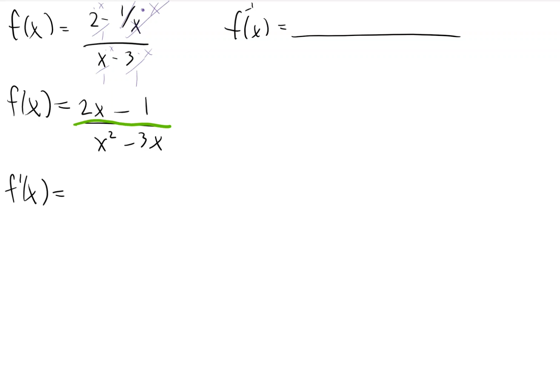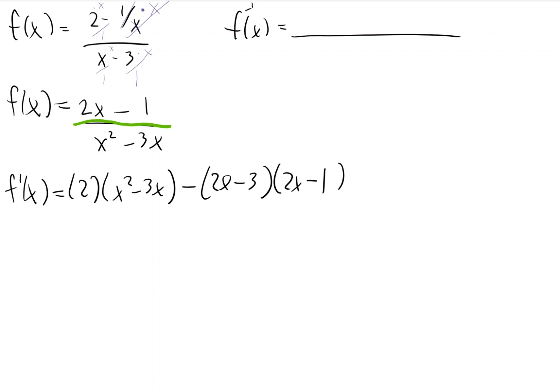Looks like I've got quotient rule, something divided by something, and the quotient rule says take the derivative of the numerator times the denominator, subtract the derivative of the denominator times the numerator, and all of that over the denominator squared. Okay, so I've got some distributing here, some distributing or FOIL here, and then hope that some stuff comes together.